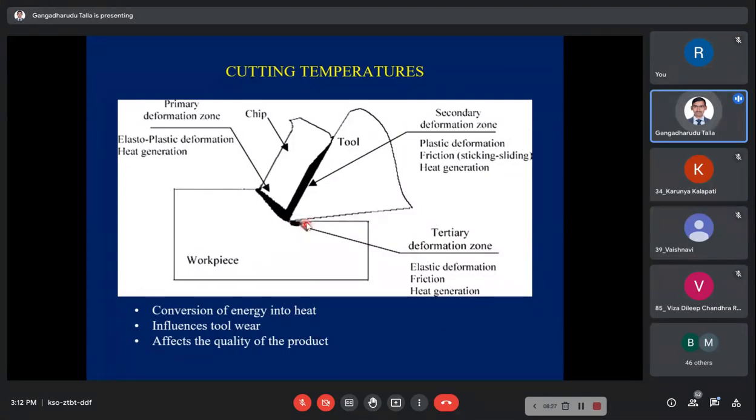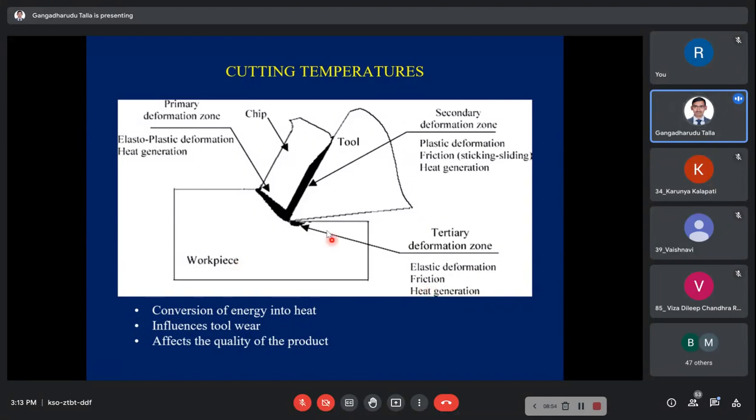Now this is a very tiny zone. This is the tertiary deformation zone. Here elastic deformation will be present. The workpiece will be deformed slightly, but it will come back to its original state once the tool passes that region. So that is elastic deformation.